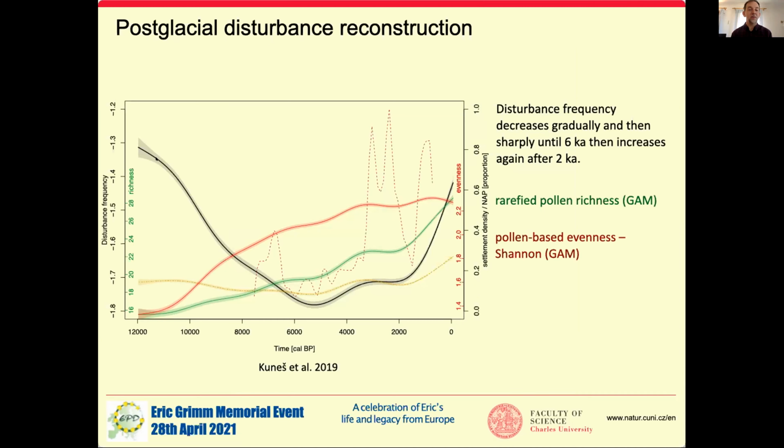So here are some results I want to show. The black line represents the Holocene dynamics in this disturbance. It shows a decreasing trend, going to a minimum around the middle Holocene, around 6,000 BP. Then we observe a slow increasing trend, and then a sharp increasing trend towards the present. You can compare it with different diversity proxies here that show basically a steady increasing trend towards the present.